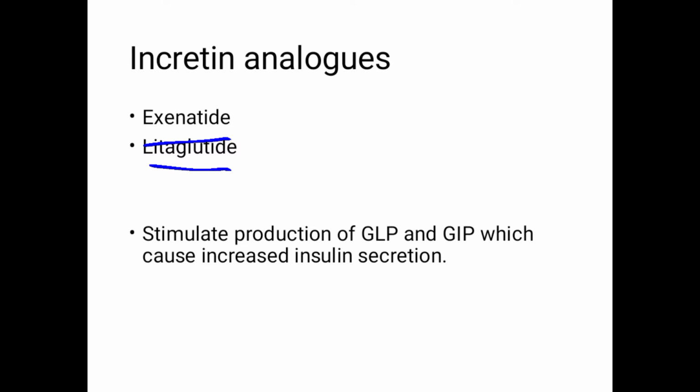So incretin is a hormone which actually promotes the secretion of glucagon-like peptide, as well as GIP, and these two hormones have an insulin secretagogue effect. So if incretin is increased, the production of insulin is also enhanced. So the incretin analogues are drugs that look like incretin, and they will be able to stimulate the production of GLP and GIP, which will result in increased insulin secretion.